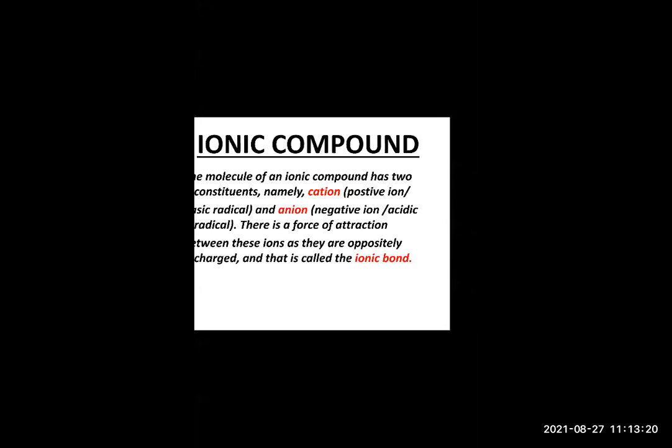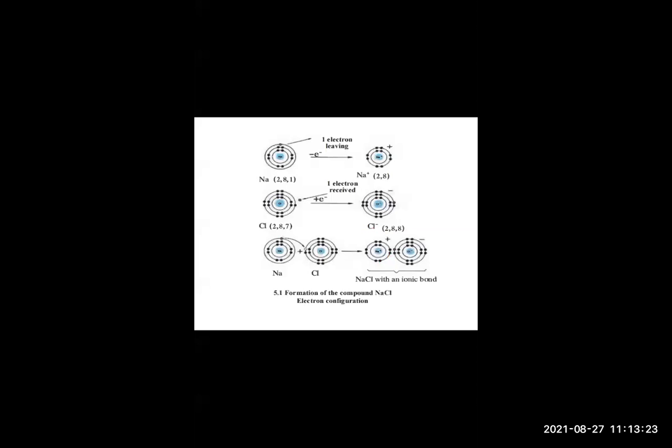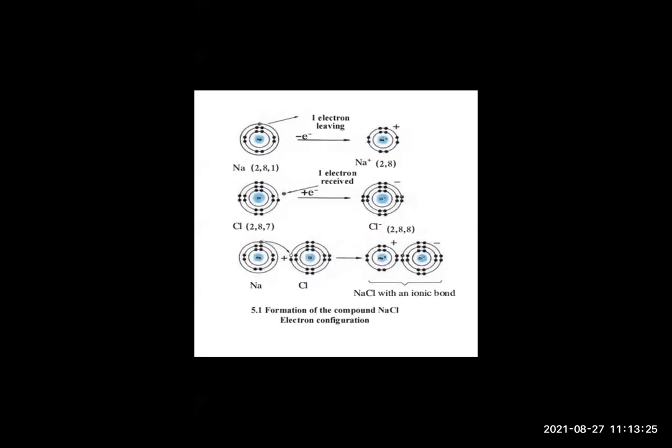Now let us see how this ionic bond is formed by taking the example of sodium and chlorine. Sodium, as you see in the diagram, what is the electronic configuration of sodium given? Write in the chat box, students. No, Aryan, that is the symbol. I'm asking what is the electronic configuration given? 2, 8 and 1. Very good, Purva.